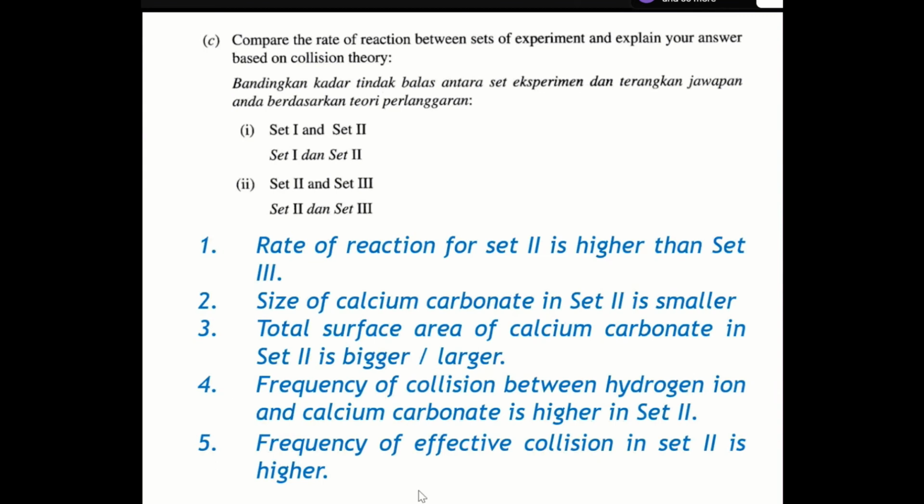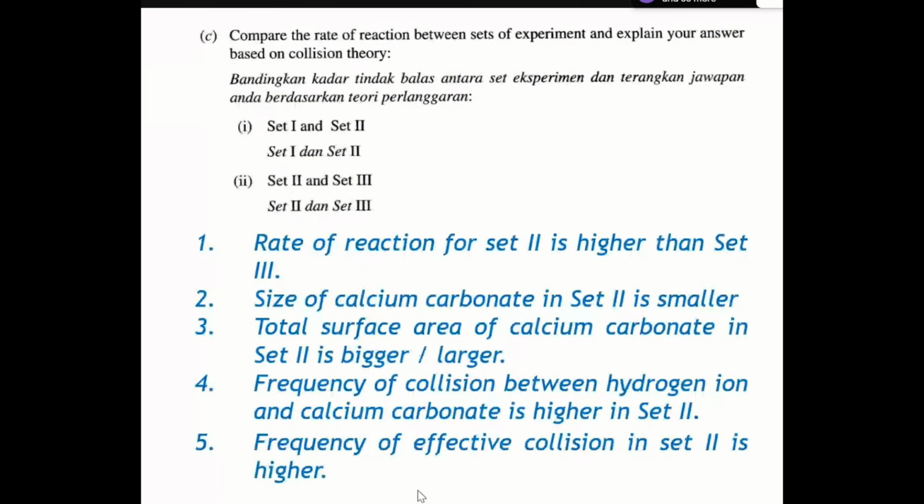Hello, madam, I want to ask one question. Regarding point number 4, the frequency of collision between hydrogen ion and calcium carbonate, can we replace it with carbonate ion or HCO3-? Cannot. Here you just refer to the reacting particles in the chemical reaction. So we accept only calcium carbonate, because calcium carbonate is insoluble in water. When they react, the hydrogen ion will react with the calcium carbonate. It cannot be replaced with the carbonate ion, or the hydrogen carbonate. Cannot. All right, thank you.